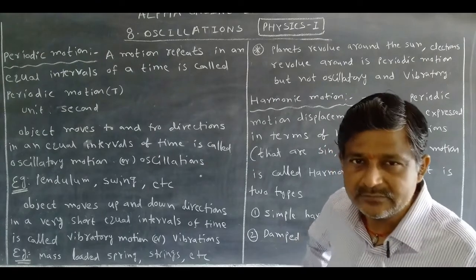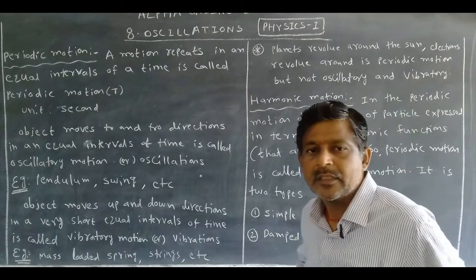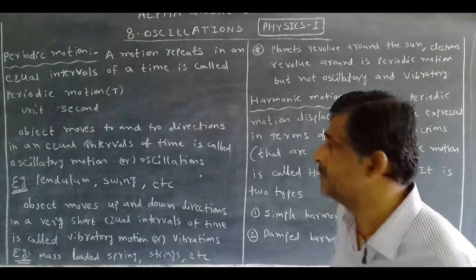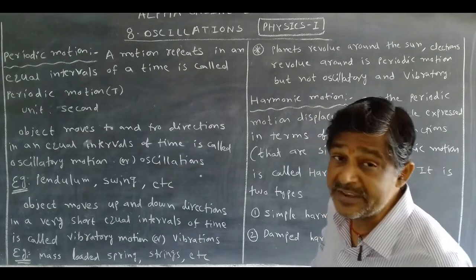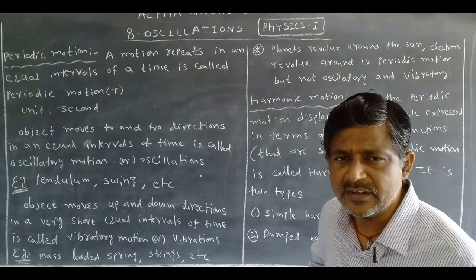Periodic motion is denoted by the symbol capital T. Now, what is the unit of periodic motion? Second. Second is the unit of periodic motion.